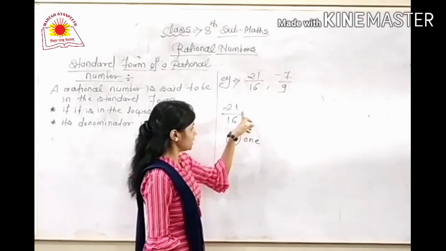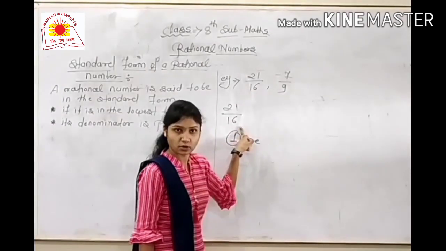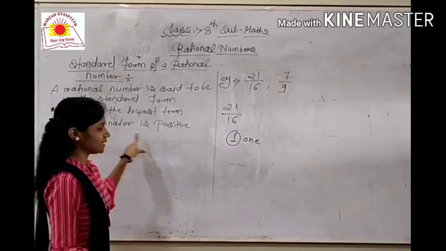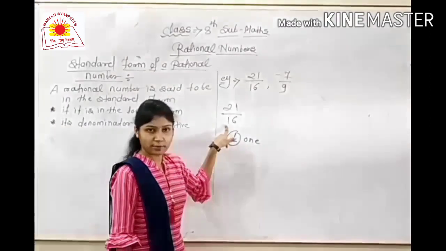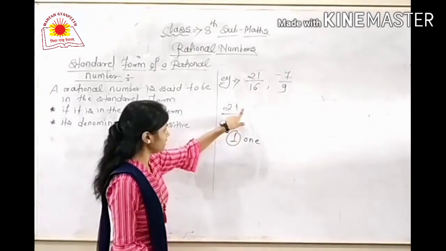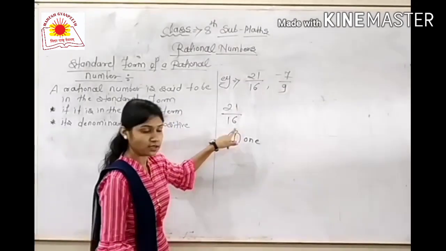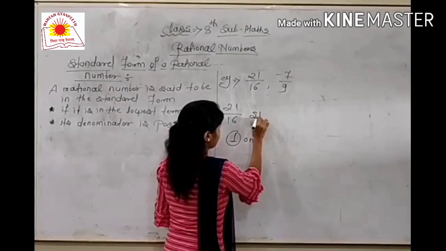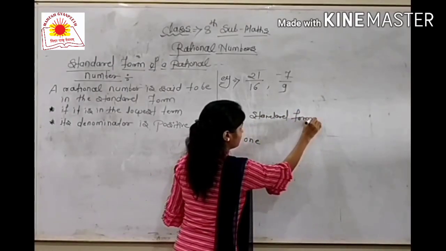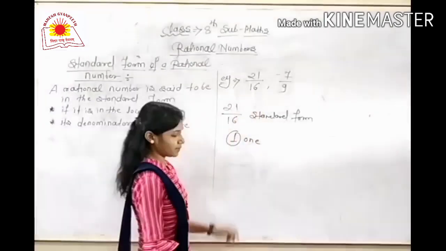Then you have to say that 21 upon 16 is in the lowest term. Again, the second point is what? Its denominator is positive. See here, 16 is a positive number. Then 21 upon 16 is called the standard form.